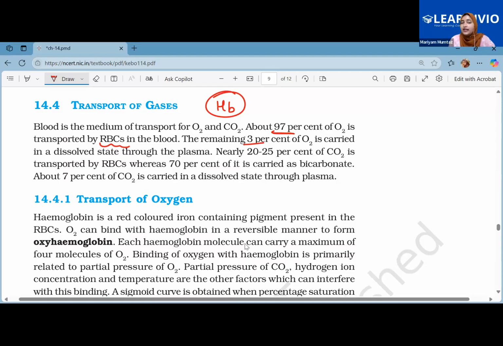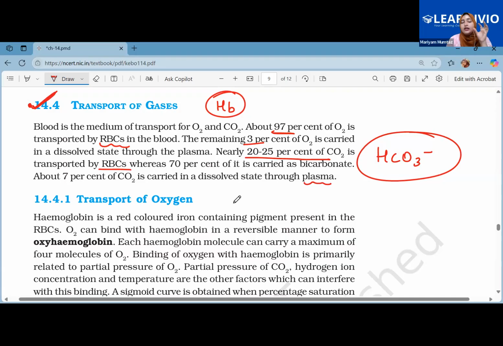In the case of CO2, there are three ways that CO2 could be carried. 20 to 25% gets carried by the RBC through the hemoglobin. 70% of it gets carried as a bicarbonate ion, HCO3 minus ion. And 7% of it gets carried in the dissolved state. So there are different percentages of the gases that will be carried by the different components.